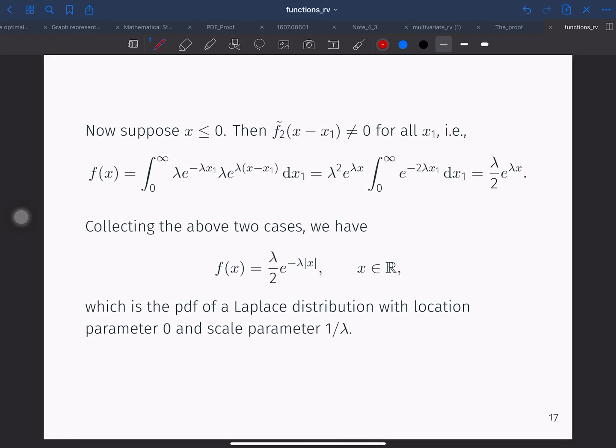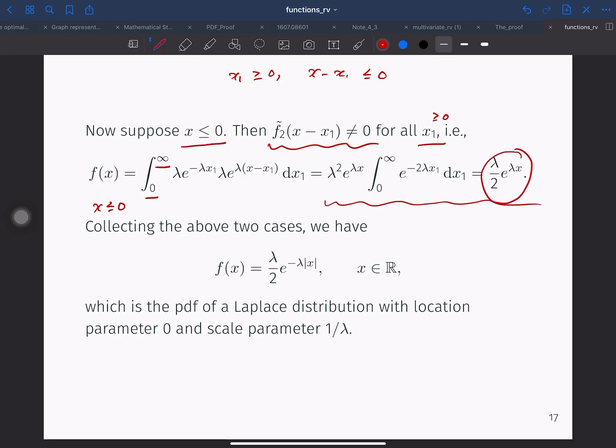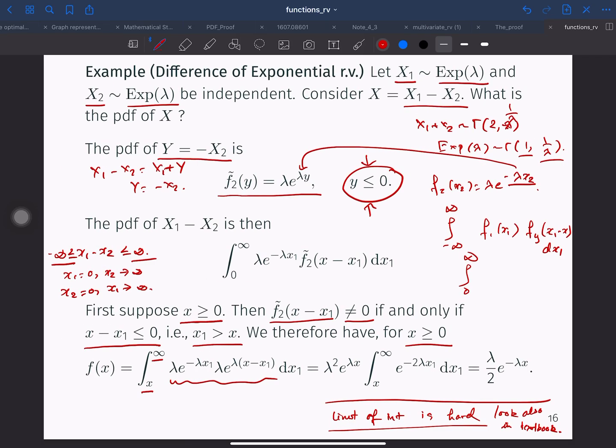Okay, so the next case is suppose x is less than or equal to 0. Because x1 is bigger than or equal to 0, x minus x1 is always less than or equal to 0. This is true for all values of x1 bigger than 0. So in that case, I could use the limit of integration from 0 to infinity when x is less than 0, and this integration turns out to be equally simple. But now I have e to the lambda x here. Earlier, I had e to the minus lambda x.